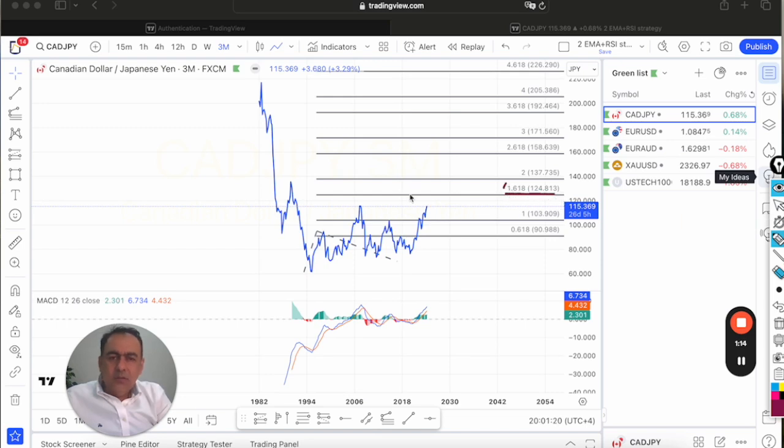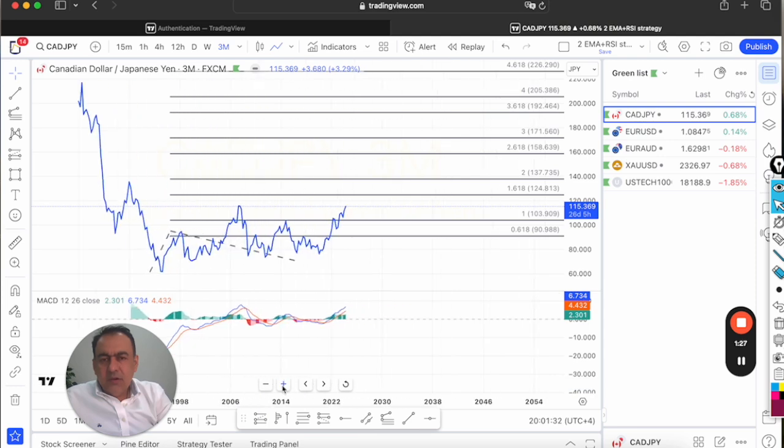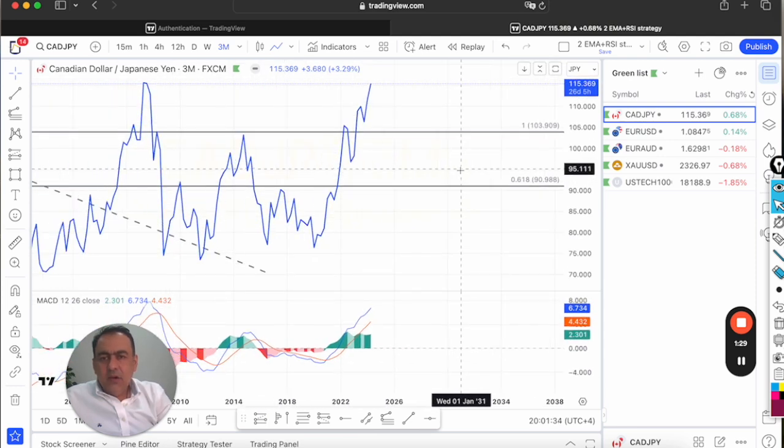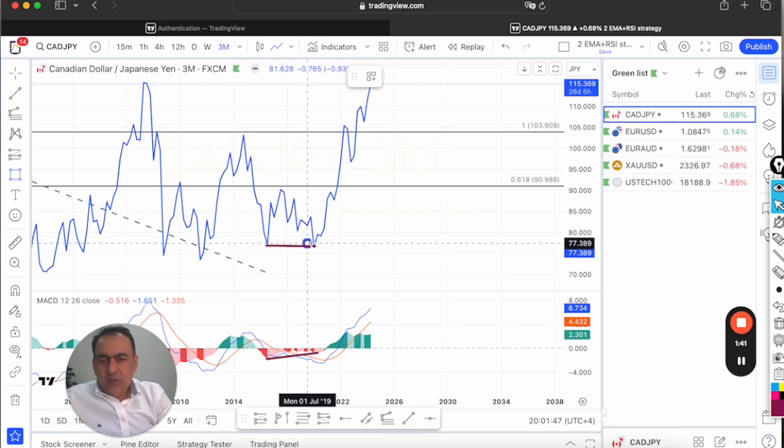So in the longer run, CADJPY is expected to touch 124.81, or in round numbers, the level of 125. Now, based on this long-term chart, the latest higher low is visible here with a double bottom and continuing-style bullish divergence on the MACD histogram. So this is going to be our reference point for the next lower time frame.